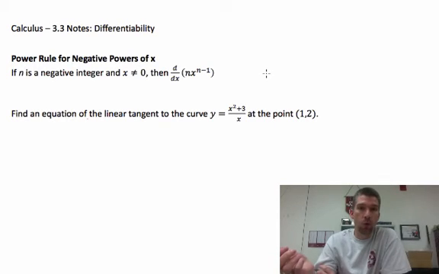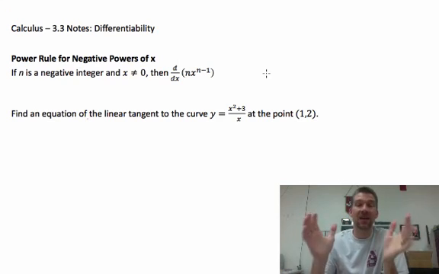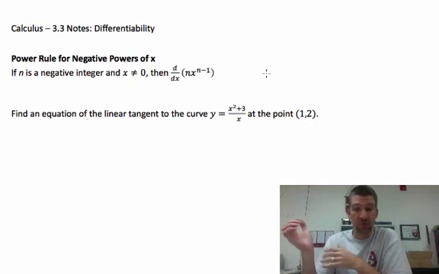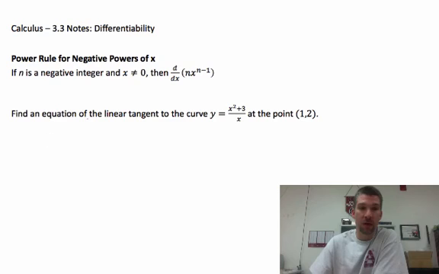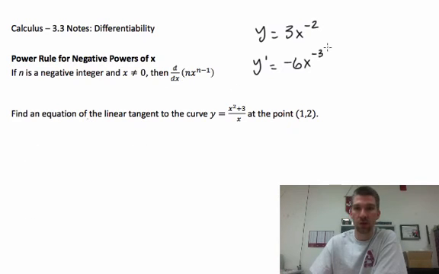Okay, so now we've got this cool rule that we can do anytime we have a negative exponent. And it works exactly like the rule did when we didn't have negative exponents. All we're going to do is whatever that number is in the exponent, we're just going to bring it down and multiply and subtract. So if I have something like y equals 3x to the negative 2, the derivative is negative 6x to the negative 3. Why is it negative 3? It's negative 3 because negative 2 minus 1 is negative 3.